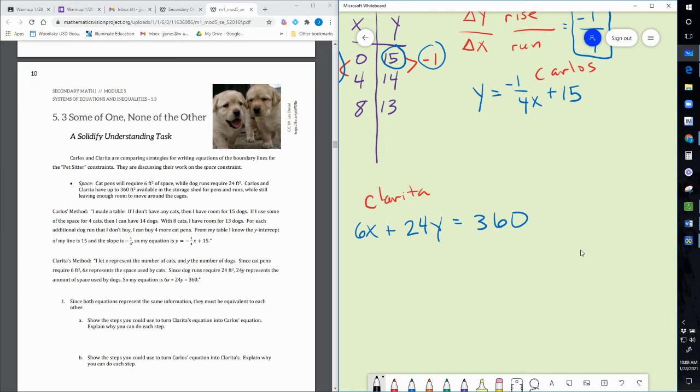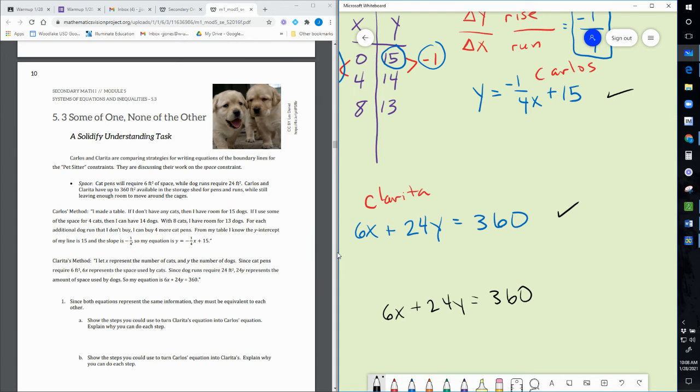A says, show the steps you could use to turn Clarita's equation into Carlos's equation. And then the next one says, show the steps you could use to turn Carlos's into Clarita's. So you already know what both of the answers are. The question is, on A, could you start with this equation and convert it to slope-intercept form, which is Carlos's?